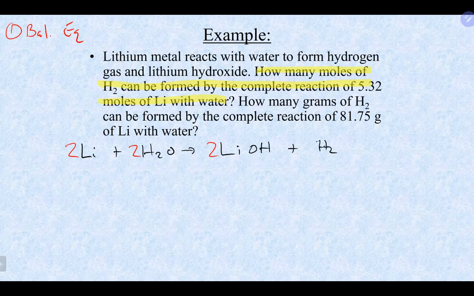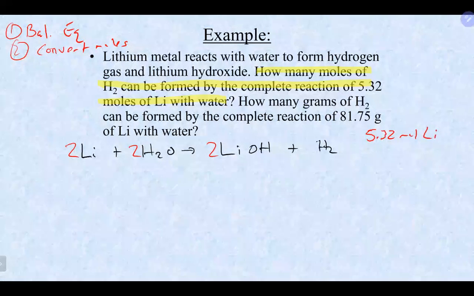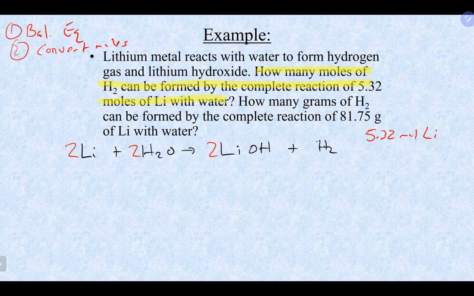The next thing that we want to do is take whatever they gave us and convert it to moles. In this particular case, we are starting with 5.32 moles of lithium. That means we don't need to do step 2 because it's already good to go in terms of the units. That has already been converted, so no need to unconvert it or anything like that.